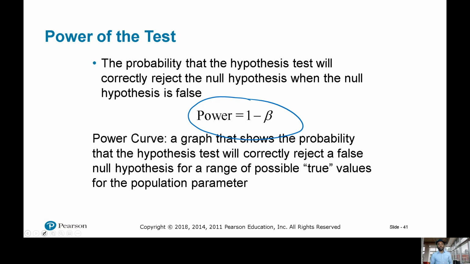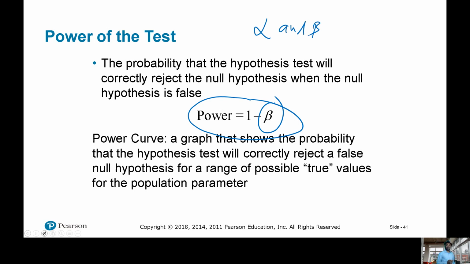In this class, we won't look at computing beta. In my Statistics 2 class, I will show you how to compute beta and how to compute the power. We'll look at more examples then if you're taking Stat 2 with me. Great. So far, what have we talked about in terms of errors here? We want to control for alpha and beta.